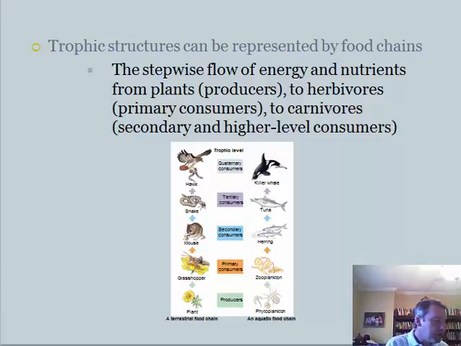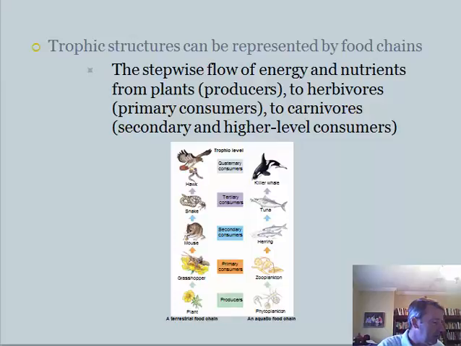Your producers are your plants. They're the bottom of the food chain. They get their energy from the sun. Here are two examples, a terrestrial habitat and an aquatic marine habitat. You've got your producers first get that energy in, and then your primary consumers eat that. Then your secondary eat that, tertiary eat those, and then your quaternary. As you move up to these higher levels, we call these trophic levels.